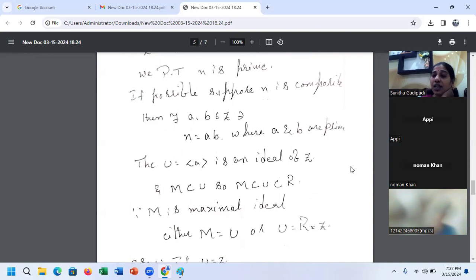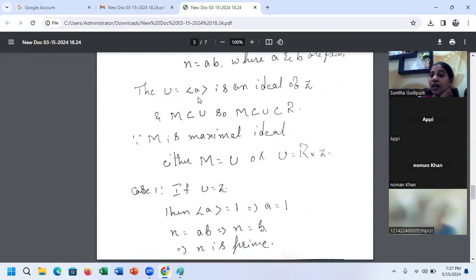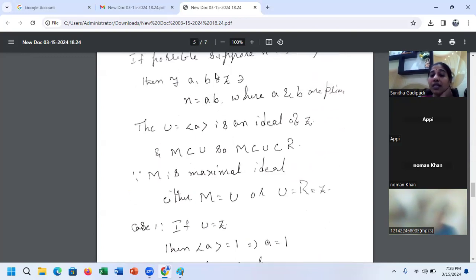So now let's consider an ideal. a is an integer, b is an integer. So we can have an ideal generated by a, and an ideal generated by b also. So let U be equal to the ideal generated by a. Now, as n is ab, what we can say is M is a subset of U and U is a subset of R. But M is maximal. So either we must have M is U or U is R.